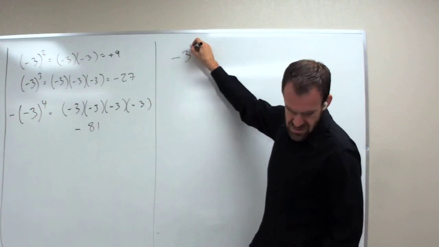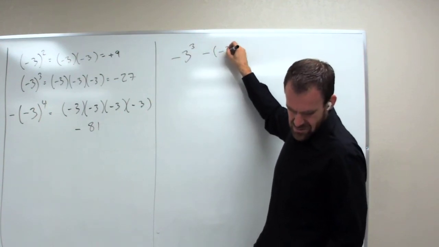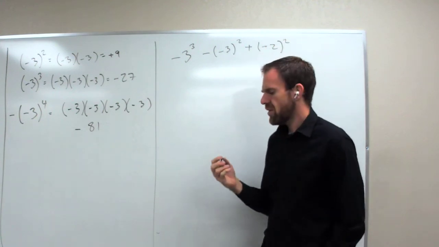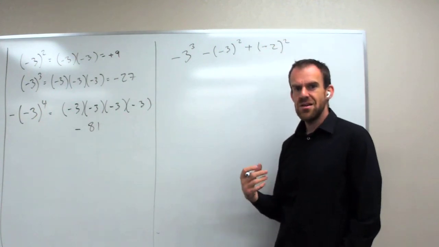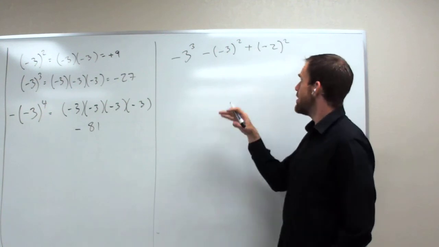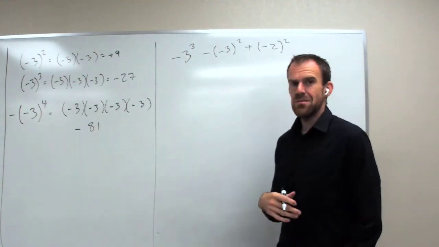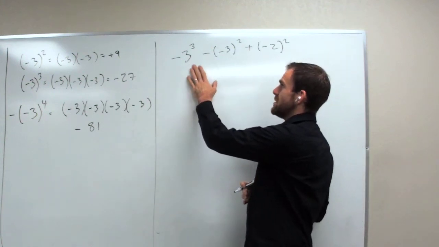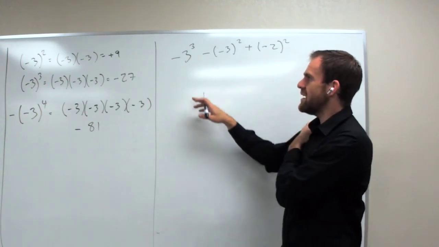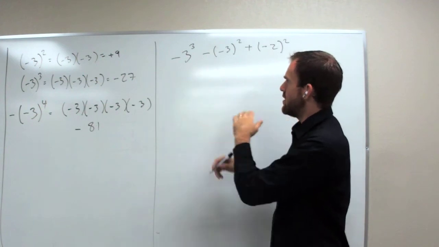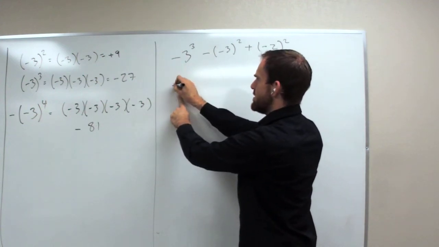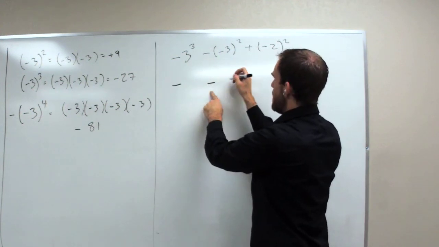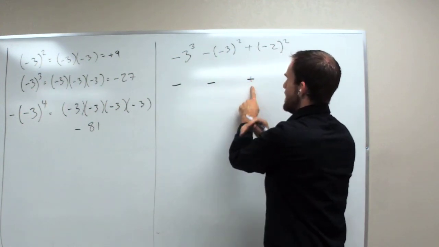So they're going to give you problems that look like this. Negative 3 cubed minus negative 3 squared plus negative 2 squared. Okay, my first step is to deal with parentheses. Everything inside the parentheses is simplified, so now I go to exponents. So what am I going to do? I'm going to simplify each exponent, but I'm going to leave the signs in front. So this minus is not in parentheses, so that's part of our addition and subtraction step. The same here. This plus stays outside.